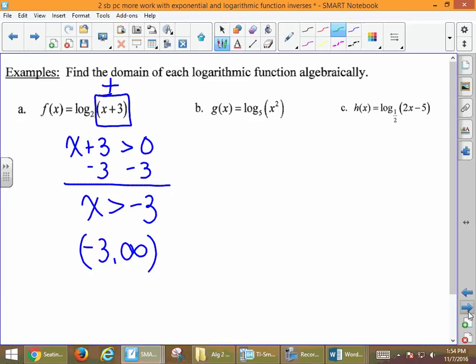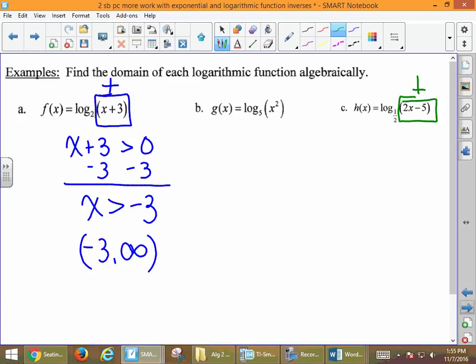I'm going to skip B for a moment and jump over to C. On C, this value still must be positive. 0 to infinity is the domain of our logarithmic function. It doesn't matter the base. Over here we have log base 2, here we have log base 5, here we have log base 1/2. Doesn't matter what the base of the logarithm is.